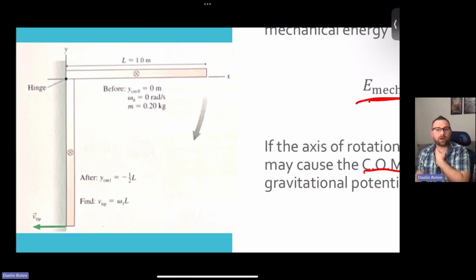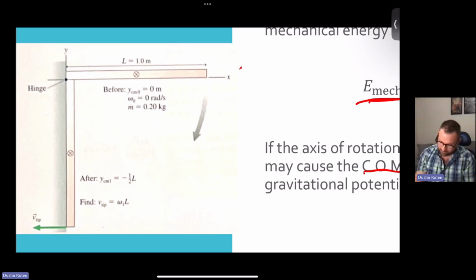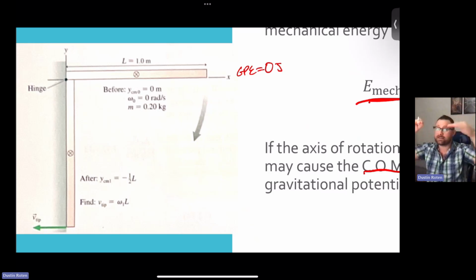So if we have this bar that's sitting here at the origin, right? So GPE equals 0 here. It's sitting in line with the origin, so there's 0 gravitational potential energy. But then if it swings, because it is on a hinge, we can see that here. Since it is on a hinge, that mass is going to move below the origin, right?